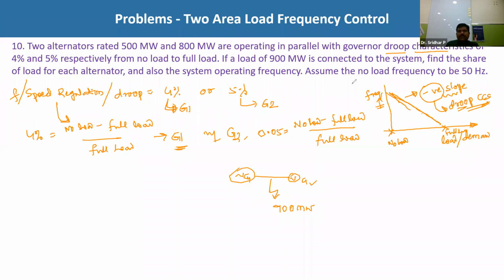If a load of 900 megawatt is connected to the system, find the share of load for each alternator and also the system operating frequency. Assume the no load frequency to be 50 Hz. So at no load, the frequency is 50 Hz, and you have to find out the full load speed, right?